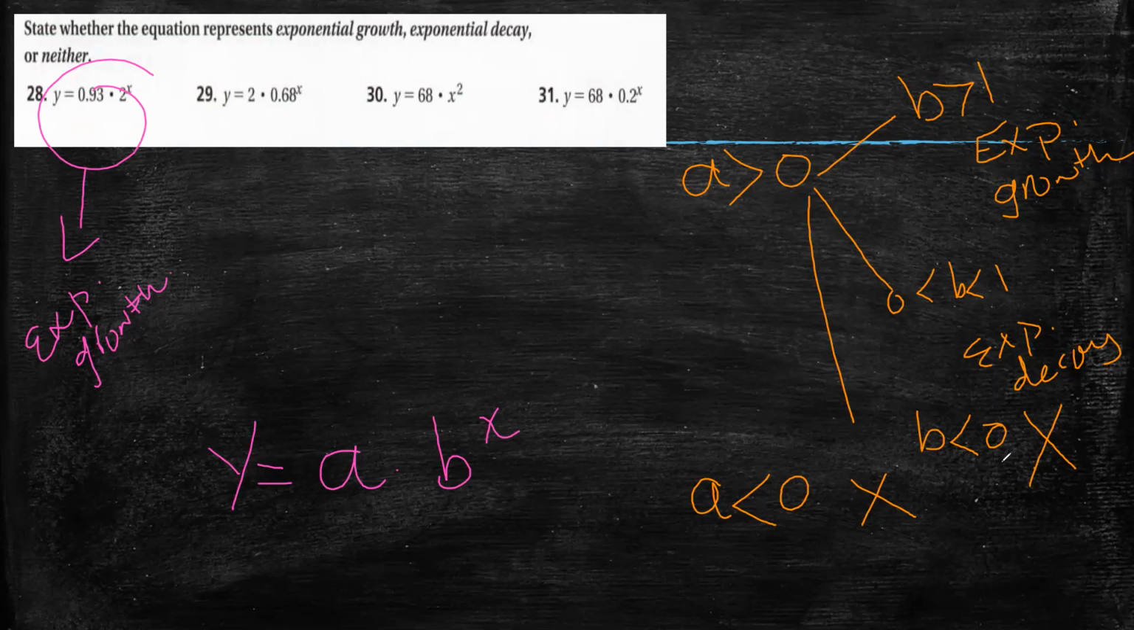Now look at the second one. A, is it greater than 0? Yes. And B, is it greater than 1 or less than 1? Less than 1. So it will be what? Exponential decay. Thank you.